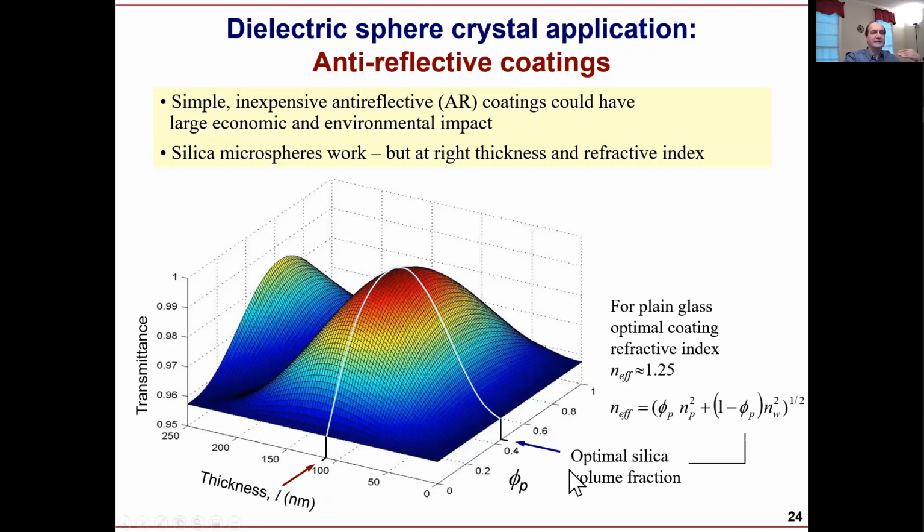If you plot thickness, this was again from Brian Prevost work. So I plot thickness, you can have volume fraction of particles. The volume fraction is going to control the refractive index. So you have thickness, refractive index, and then the transmittance. So you're going to have maximal transmittance if you have the right thickness and the right refractive index. This is how you make anti-reflective coatings.